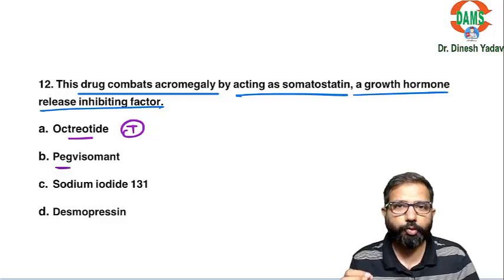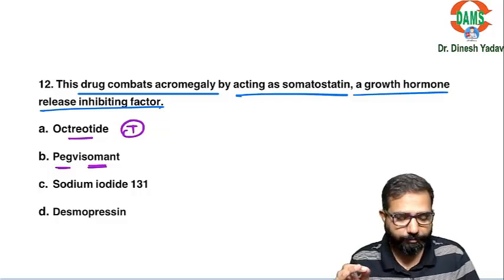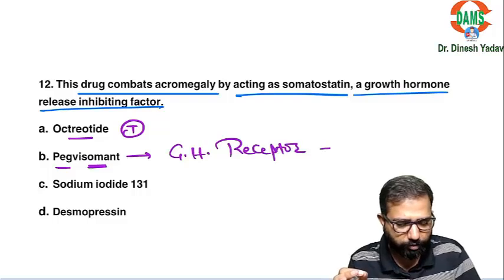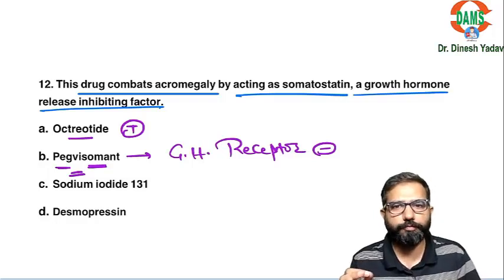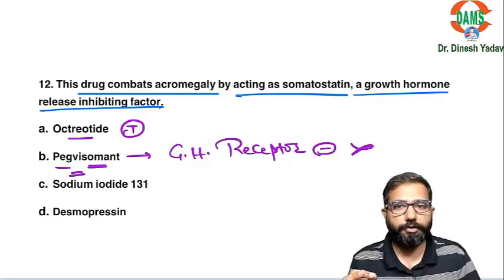Pegvisomant is the polyethylene glycolated form, used as a growth hormone receptor antagonist, directly targeting the growth hormone receptor, but it is causing visual problems. So it is not a somatostatin analog, it is a growth hormone receptor antagonist.